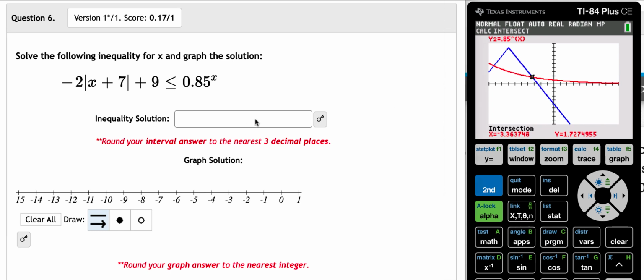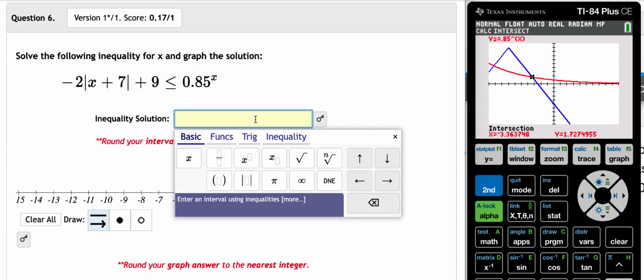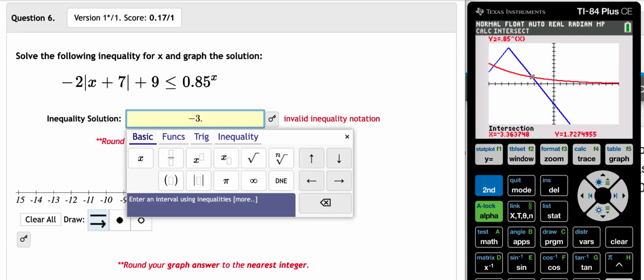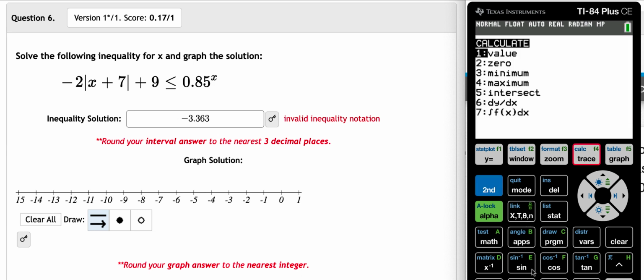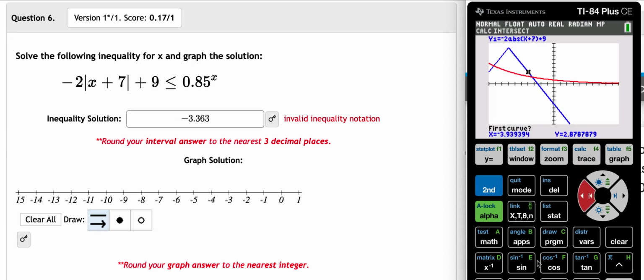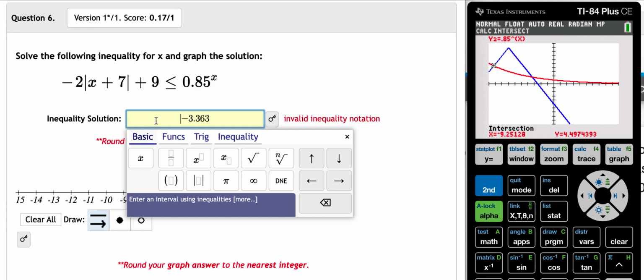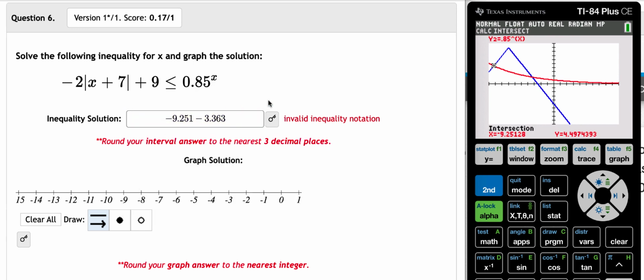For now, let's just write the numbers down of where they were crossing each other or making the boundary points at -3.363. Then on the second one that crosses here on the left here, let's repeat the same process. Press second, trace 5, and then move the cursor over by the other place before you press enter, enter. So I'll press enter, enter, enter, and then that also gives me -9.251. Now that I've got my boundary points, I want to create those points on my number line next.